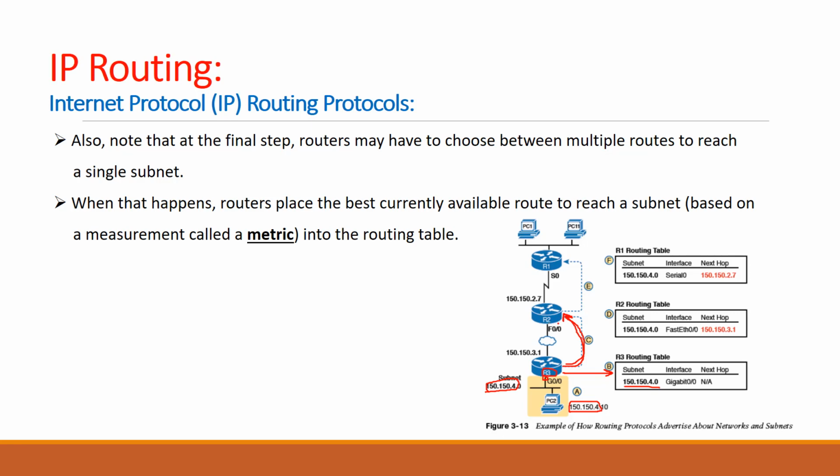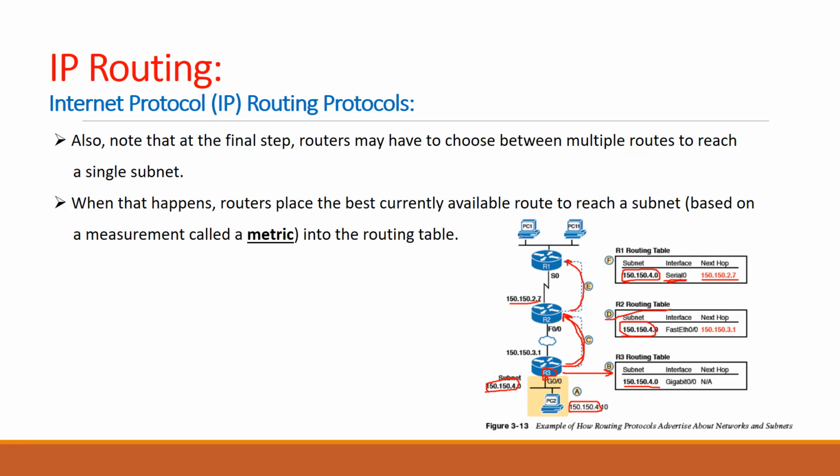R2 does the same. It learns the subnet and adds it to the IP routing table, and then advertises this subnet to the neighboring router, which is R1. R1 does the same thing. It adds the subnet to the IP routing table and learns it through this serial interface and from this neighbor as a next hop, which is R2.